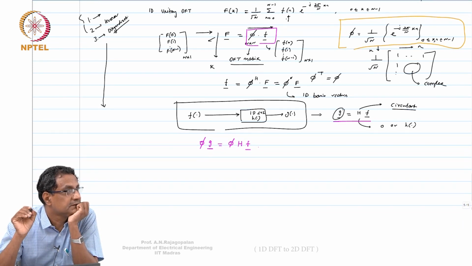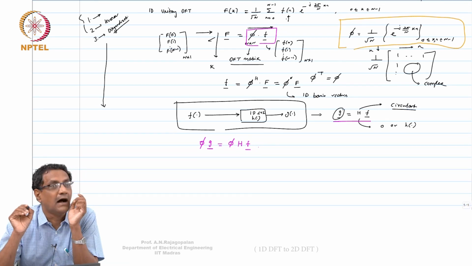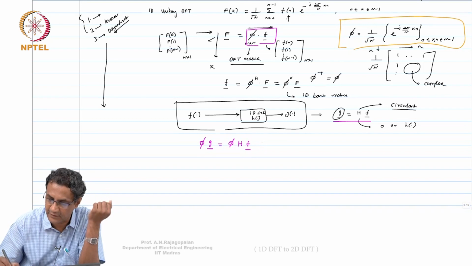Phi G becomes capital G. Phi H, phi Hermitian will become some H delta. Okay, I thought I didn't hear that correctly. So what he is saying is correct. So what you should do, phi H.